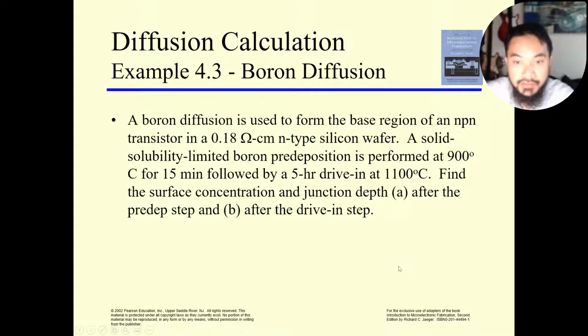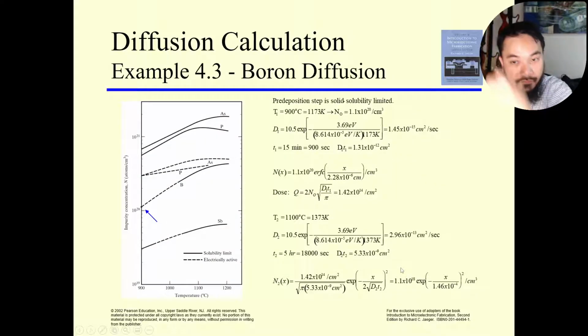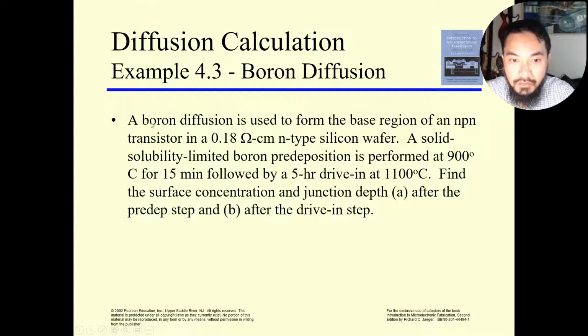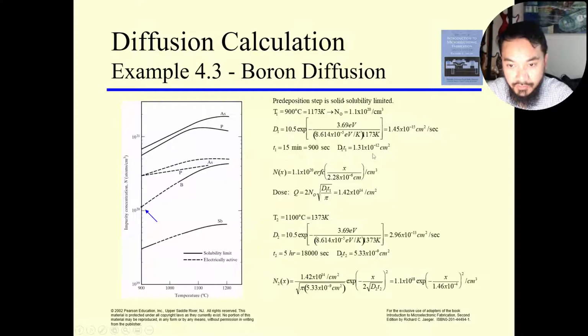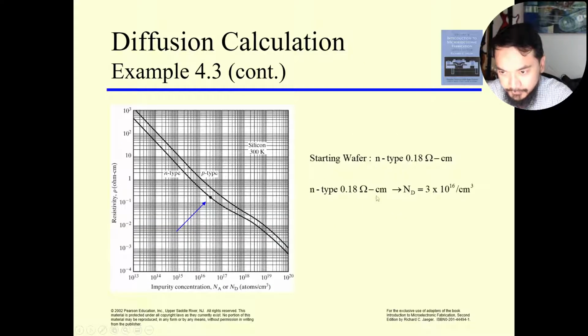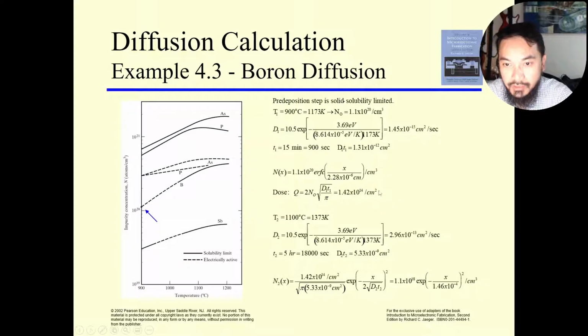So this is the example calculation. Okay, I want you to look at this very carefully. In this particular example, a boron diffusion is used to form the base region of an NPN transistor in a 0.18 ohm cm n-type silicon wafer. So here the resistivity is given to you. Therefore, you need to find the Nb. How do you find the Nb? Again, you can use this graph here. The Nb, or Nd rather, because we know that it is n-type, so we know it is a donor. So the Nb is equal to Nd, which is 3 times 10 to the 16. Okay, and then we can use that for our equation.